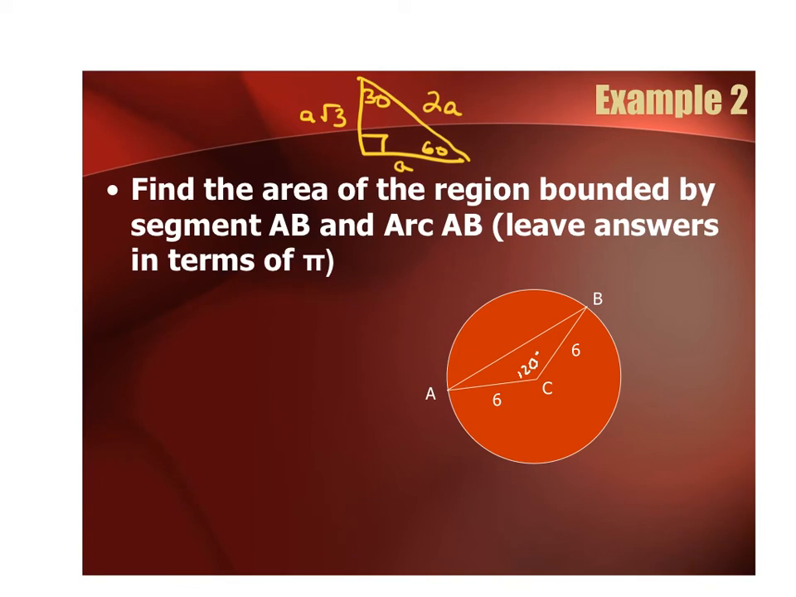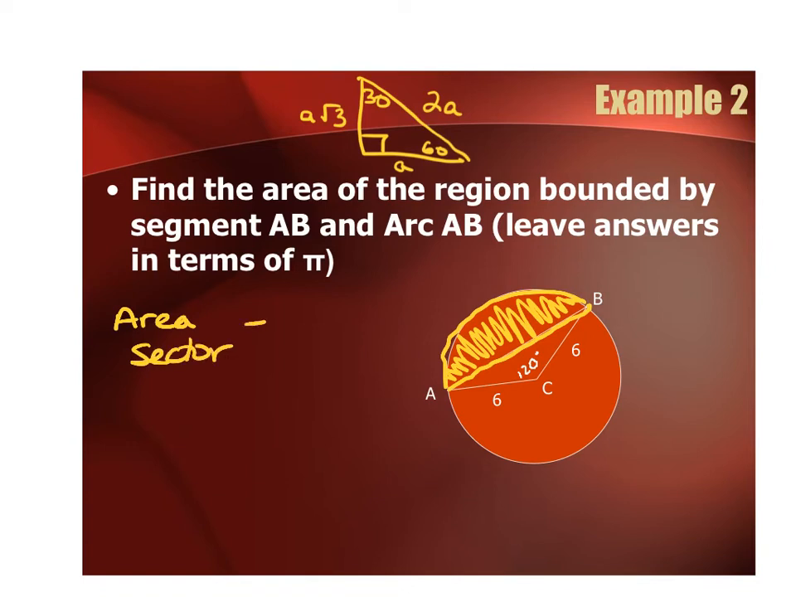Now, let's go ahead and see what the question is asking us to do. It's asking us to find the area of the region that is bounded by segment AB, here's segment AB, and arc AB. So the area they want us to find is this piece right here. The formula that we've been using is to find the area of the whole piece of pizza, so it's that yellow plus the triangle. So in order to find the area of that yellow, I'm going to do the area of the sector, and I'm going to subtract out the area of the triangle.